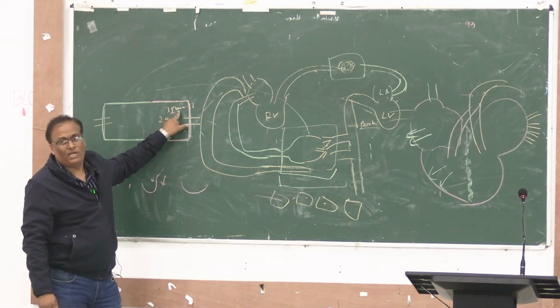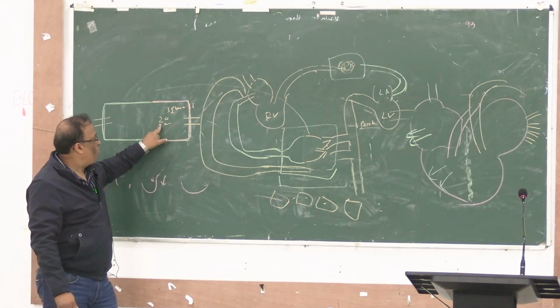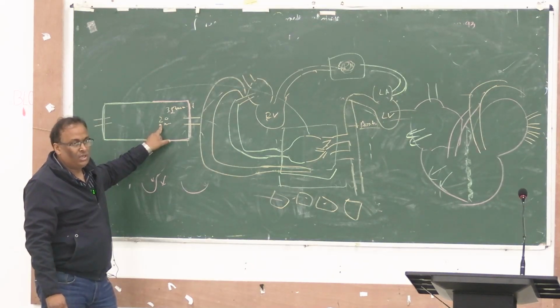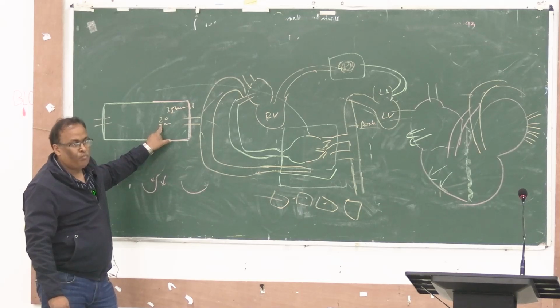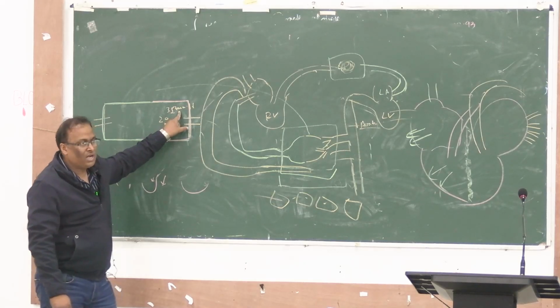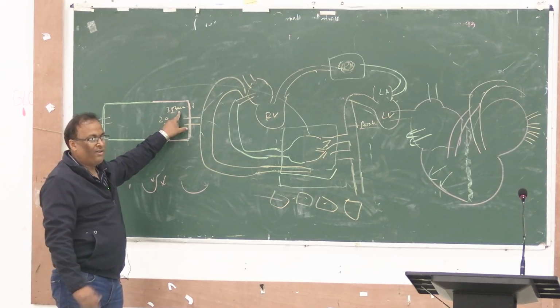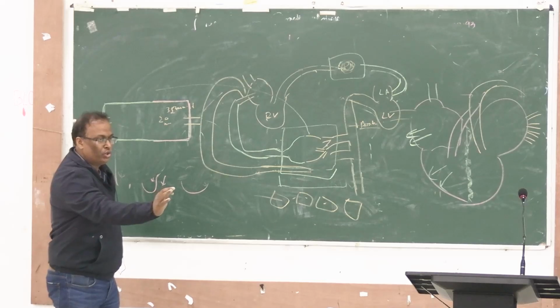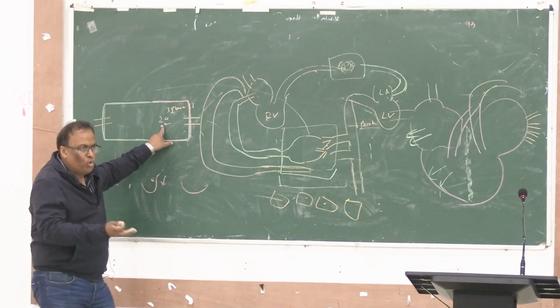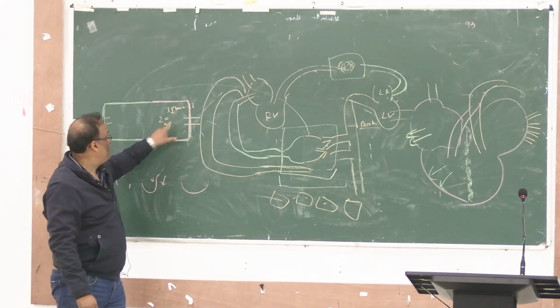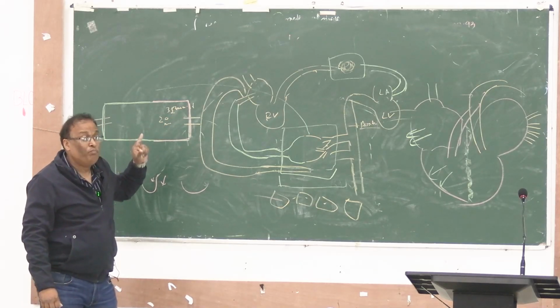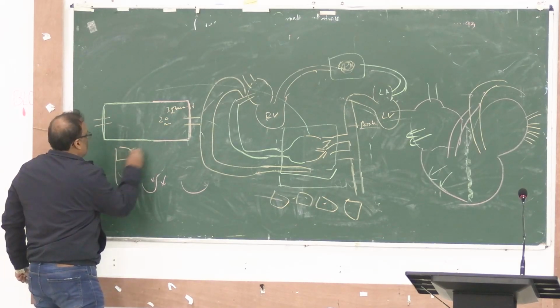So hydrostatic pressure is 35 and oncotic pressure is 20. Now what is the state? Will it pull the water or push the water? 35 is the hydrostatic pressure. Hydrostatic pressure always pushes, and 20 is your pull, the oncotic pressure. It pulls the water. So this is 35, it is 20. Push, very good.